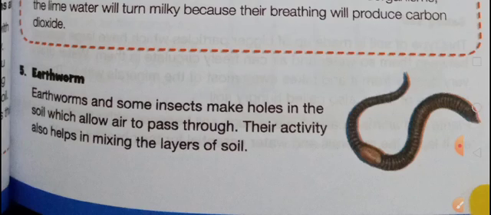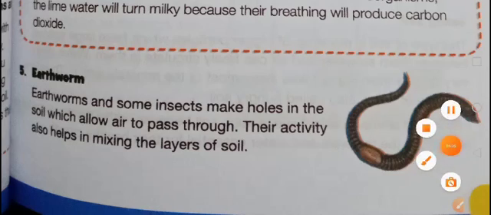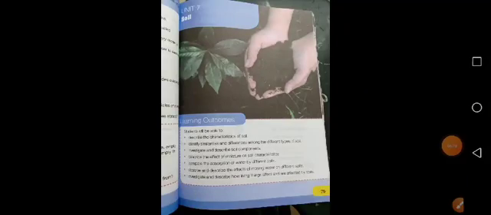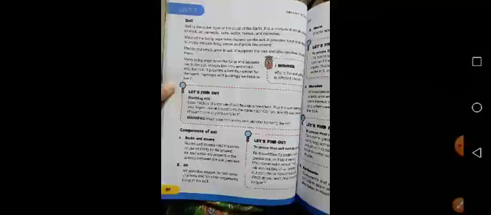So these are the few things that we have learned today. Your homework is to underline the points that I have described, read them carefully, and if you have any question, any confusion, you can definitely contact me.